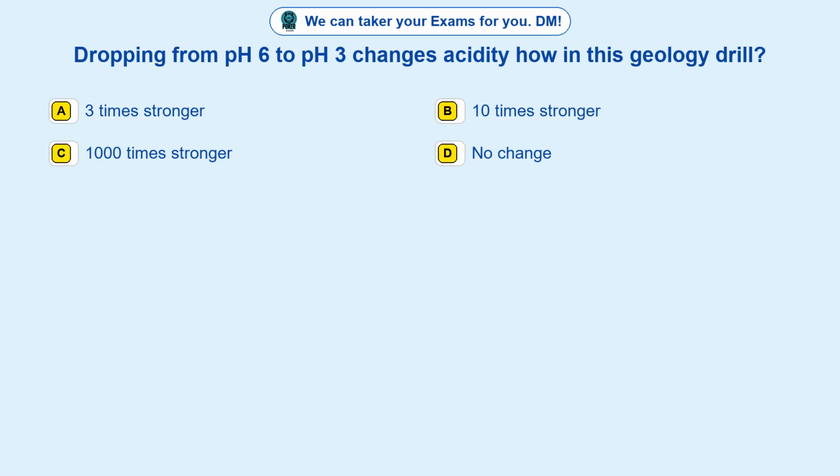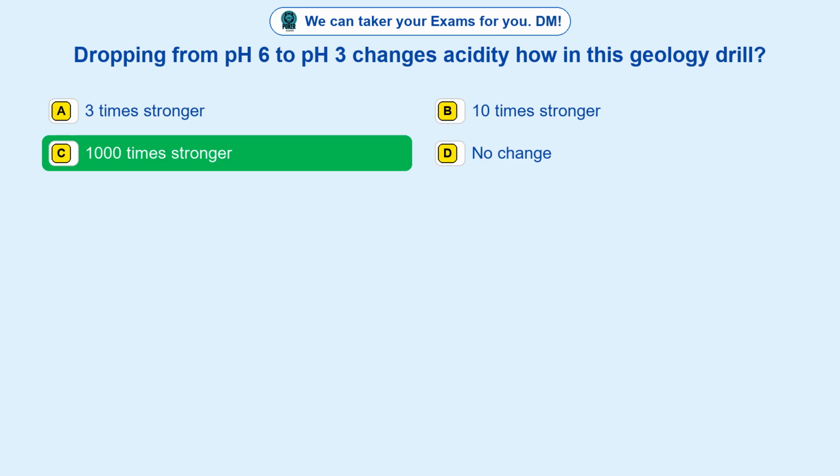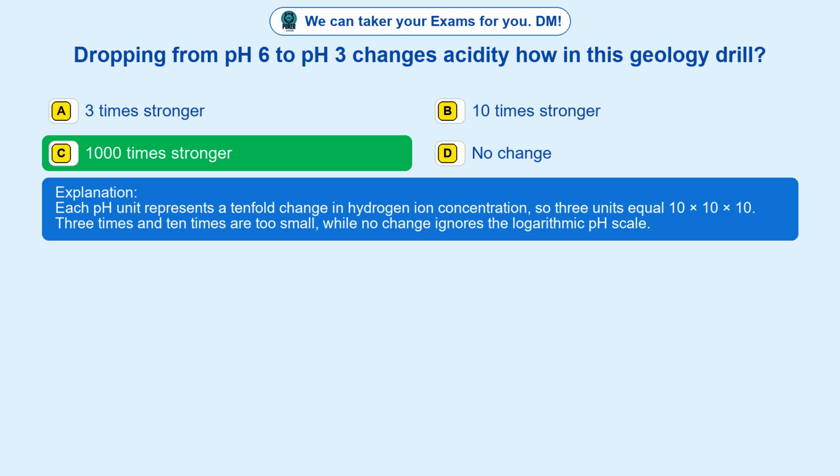Question 53. Dropping from pH 6 to pH 3 changes acidity how in this geology drill? Option A, 3 times stronger. Option B, 10 times stronger. Option C, 1000 times stronger. Option D, no change. The correct answer is option C, 1000 times stronger. Each pH unit represents a 10-fold change in hydrogen ion concentration, so 3 units equal 10 times 10 times 10. 3 times and 10 times are too small, while no change ignores the logarithmic pH scale.